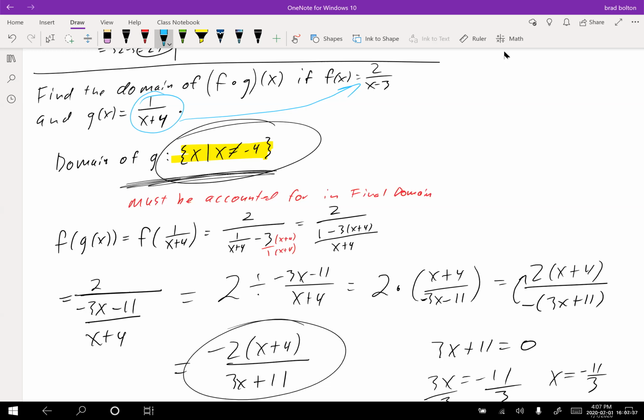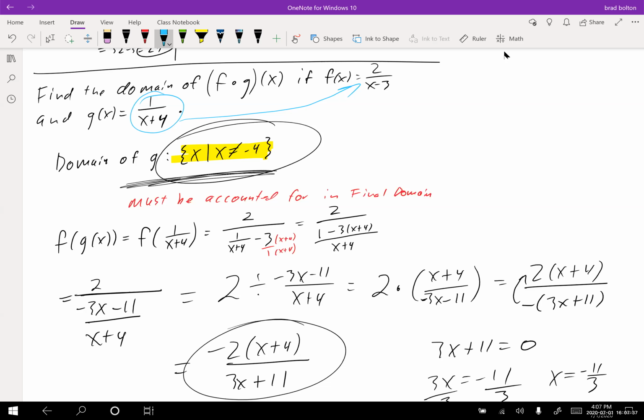So let's see, we have another one. Let me have you guys try this one. So you should pause the video once I write this out. So it says find the domain of f composed with g of x if f of x equals 1 over x plus 2, and g of x equals square root of x plus 1. Okay, so pause the video and try to find the domain, all right?